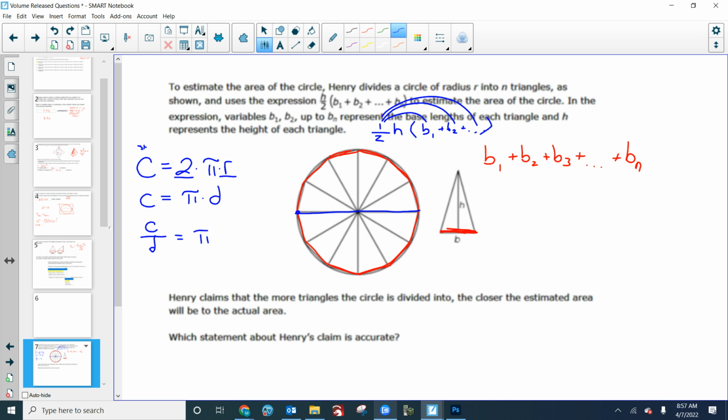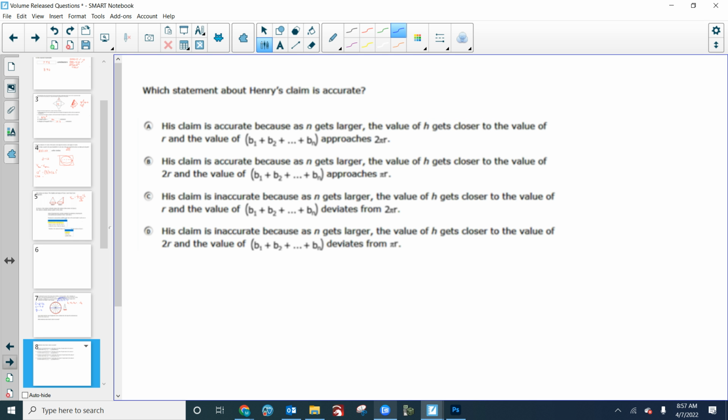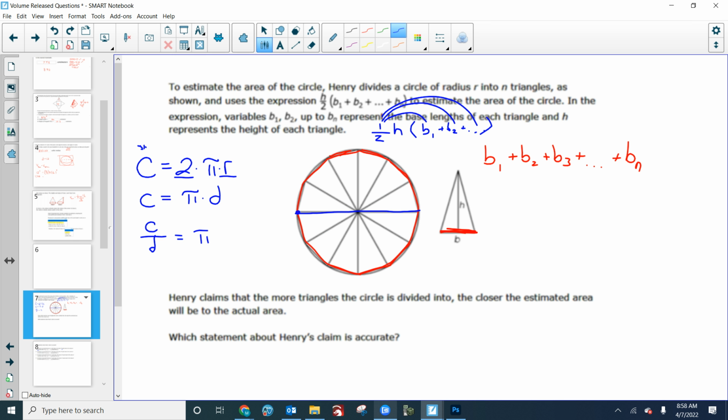All right, so here's Henry's claims. First one. His claim is accurate because as n gets larger, what's n? N is the number of triangles. Very good. The value of h gets closer to the value of r. Let's take a look and see if that's accurate. The value of h gets closer.